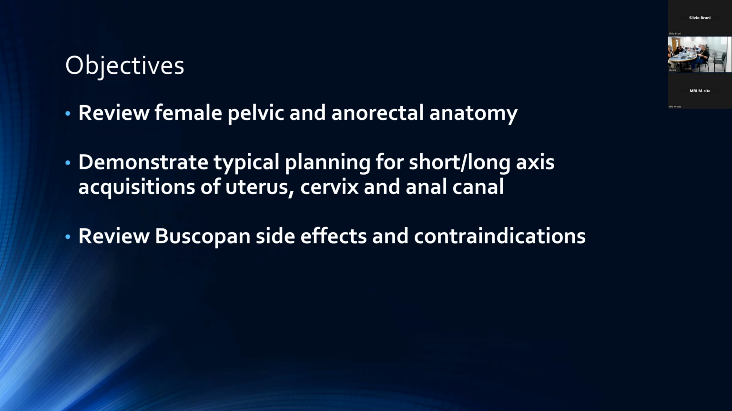Essentially, the focus of the talk today will be on planning MRIs of the pelvis. We'll do a brief review of normal female pelvic and anorectal anatomy, and take a look at a number of example cases demonstrating planning for the short and long axis views of the uterus, cervix, and anal canal. And then at the end of the talk, we'll just review a couple of other MR prep related issues that also contribute to image quality, namely the use of Buscopan as an antiperistaltic agent.